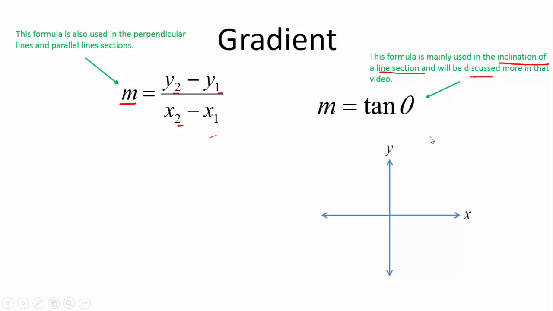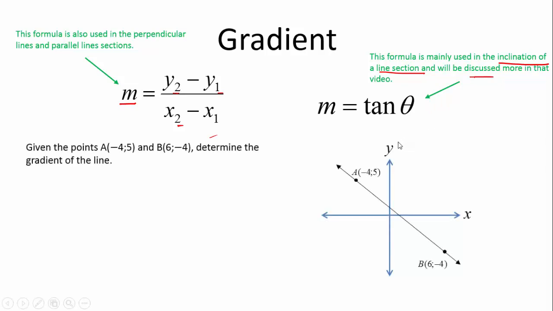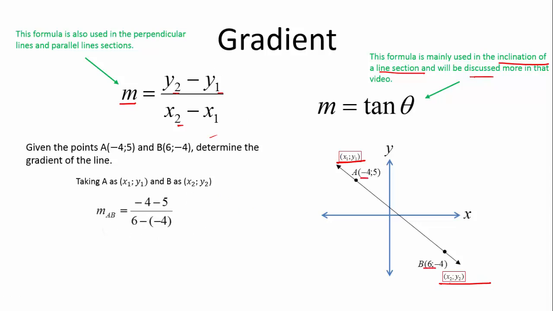So let's look at our Cartesian plane. We have our line, and we have points on the line, A and B. A is negative 4 and 5, and B is 6 and negative 4. Determine the gradient of the line. Okay, how are we going to figure out the gradient? Now, let's take these points x1 and y1, like we've done here, x1, y1, x2, y2. Let's put them into this gradient formula.